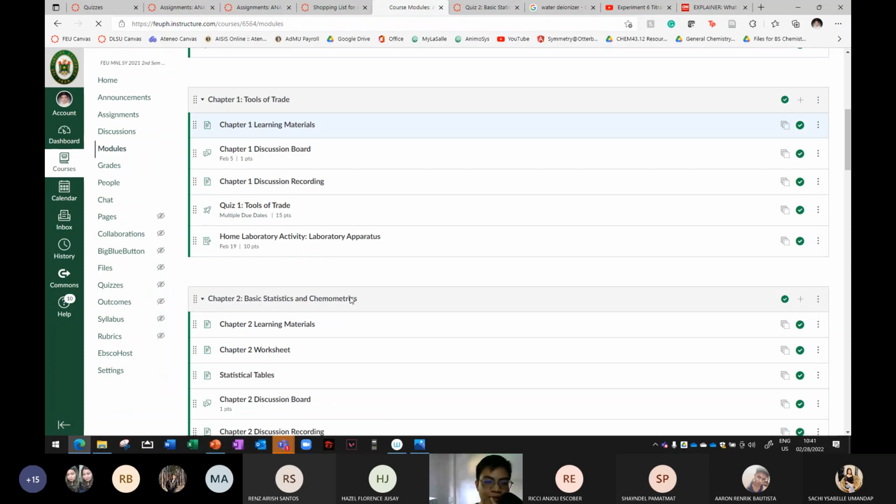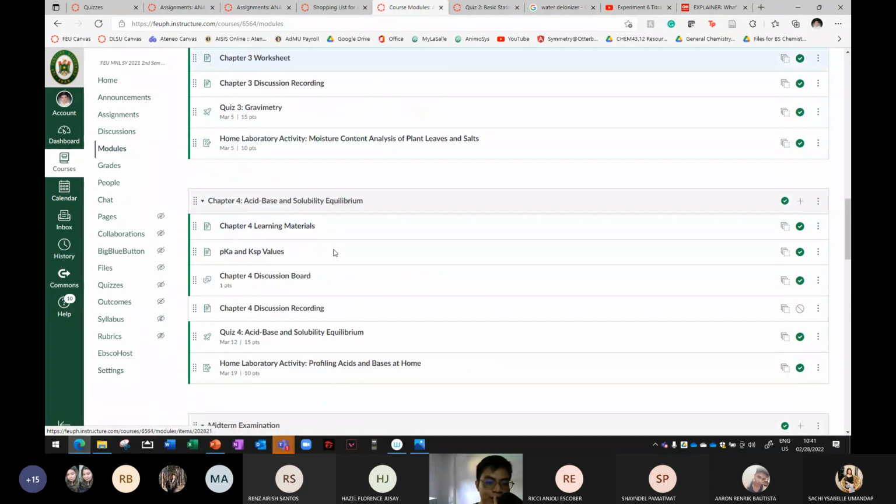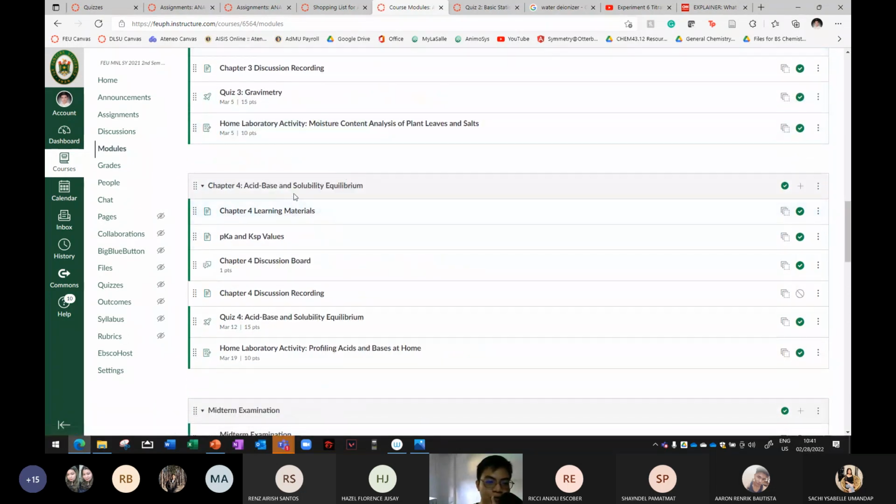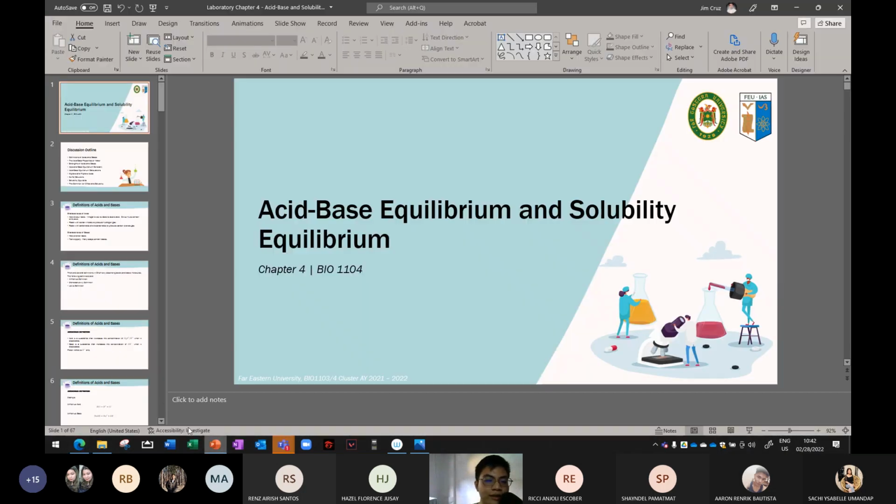Okay? So, ano na gagawin natin ngayon? We are done with chapter 3. So, meaning we can proceed now to chapter 4. This is the last chapter and probably the most important chapter in Anachem. Okay, so this is about acid base and solubility equilibrium. This is an application of whatever you have learned in equilibrium. Okay, sa lecture, apply natin siya dito. Okay, so with that being said, I guess we can start na.